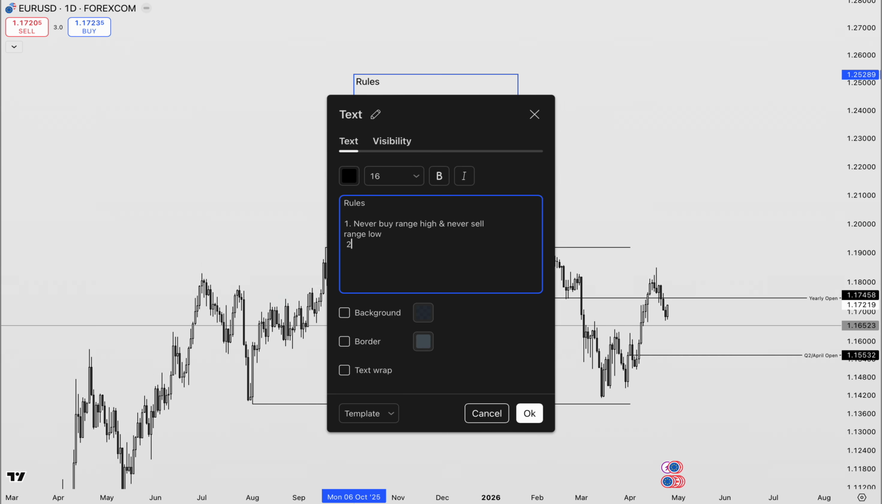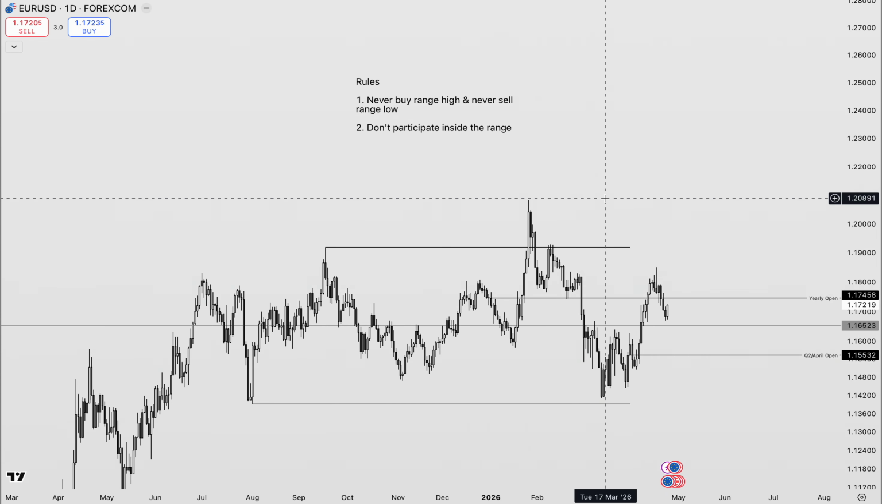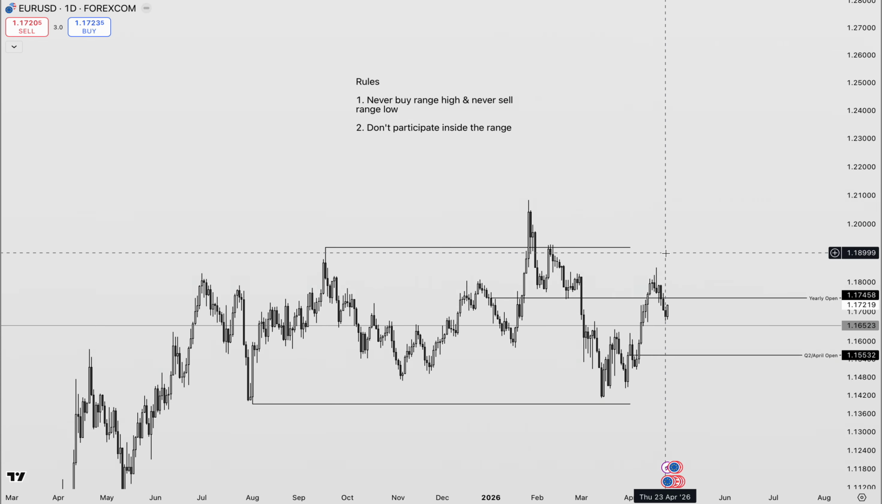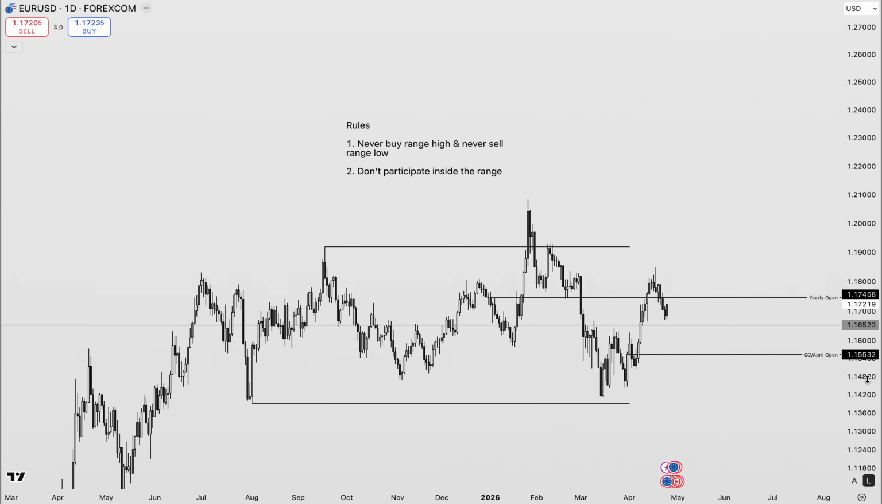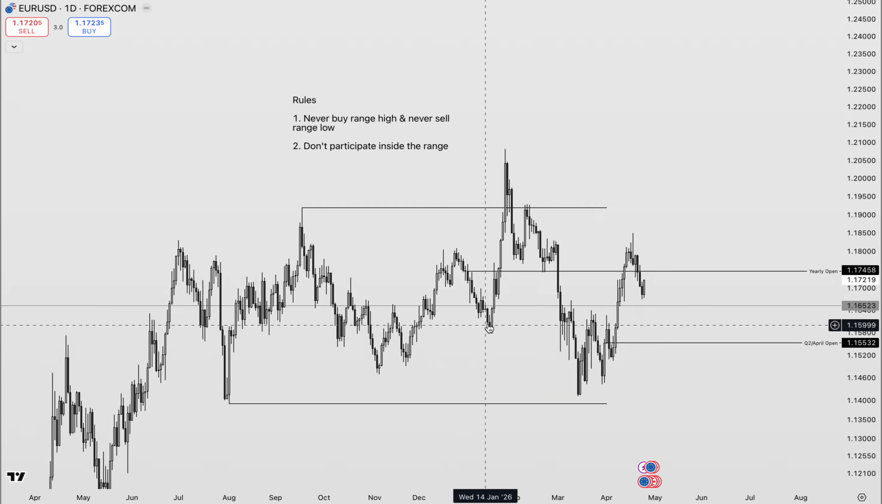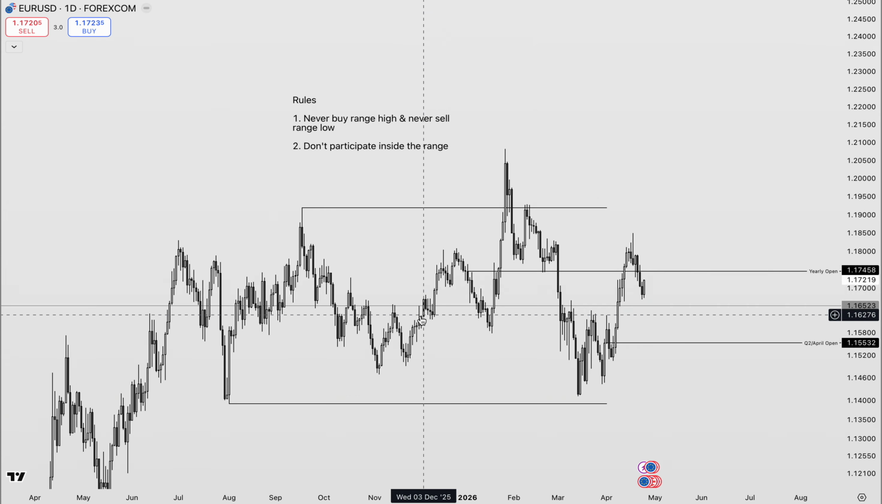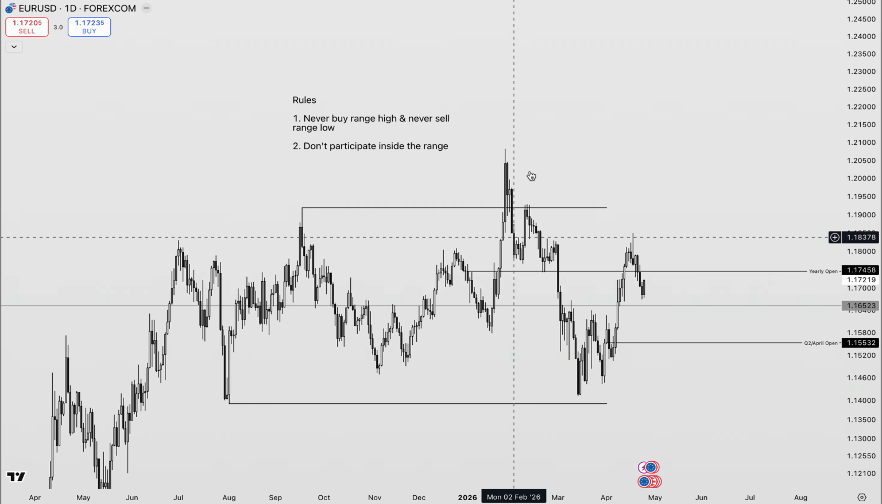Number 2, don't participate inside the range. Okay, now obviously, as I was just talking about, there's a turtle soup at the 50% that you want to see, but that takes a lot of experience and time to be able to understand that this is the turtle soup to take us up to the range high.